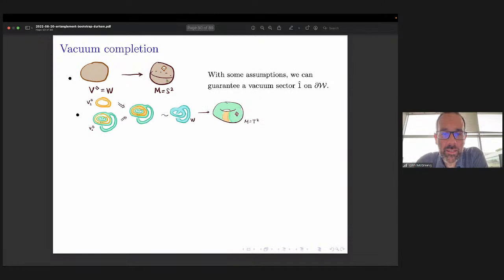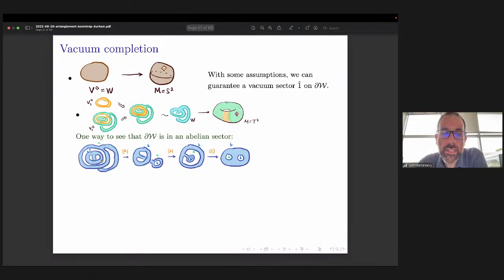And here's the picture for the torus. So this is the region W that I was drawing earlier. This picture here describes building it out of some ingredients that we understand, in particular, where the boundary, this orange boundary here, we can guarantee to be in a vacuum sector so that we can do this merging process and get a state on the torus. And here's a way to see that we can guarantee that this boundary is in the vacuum sector.